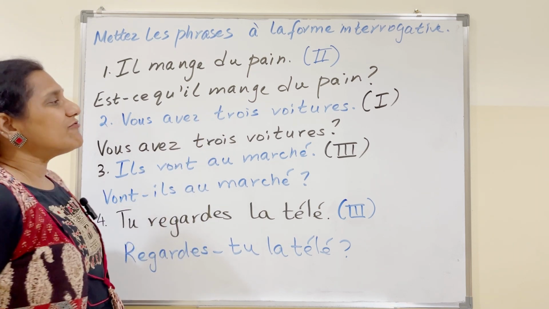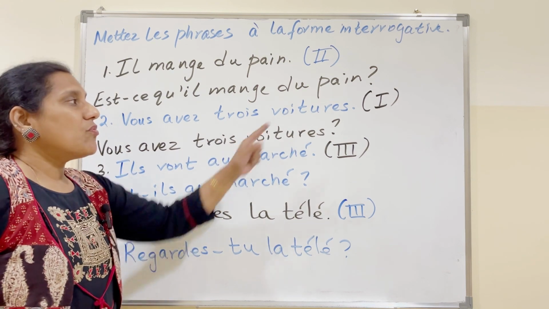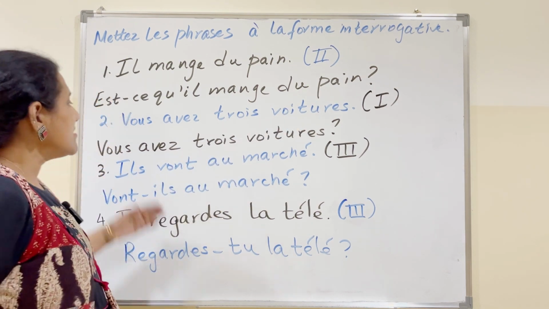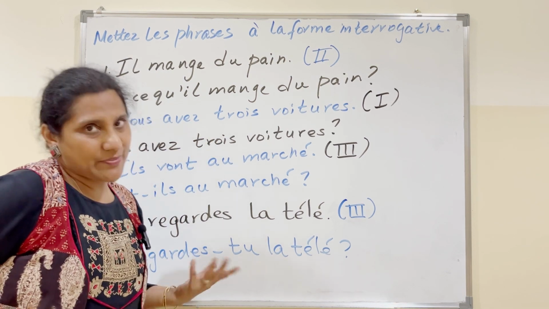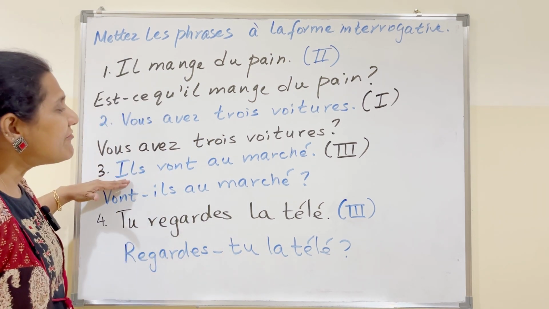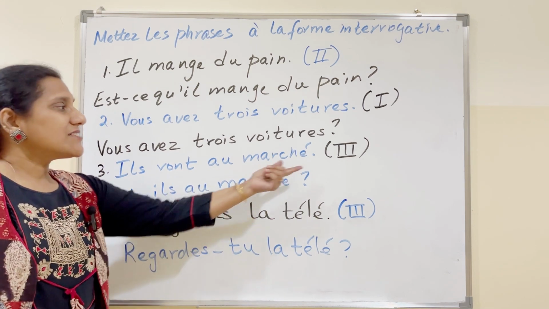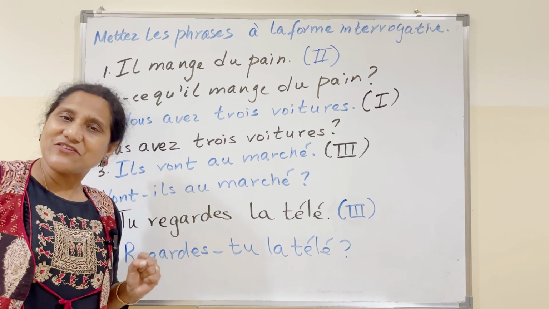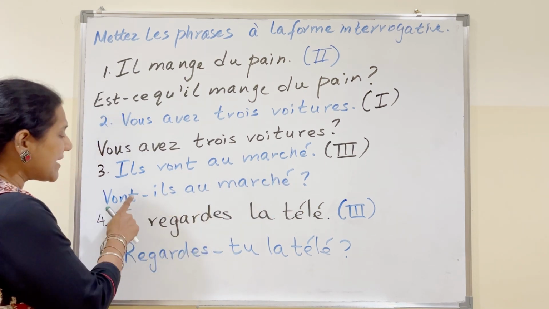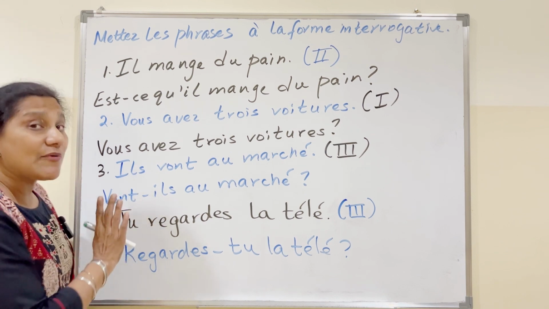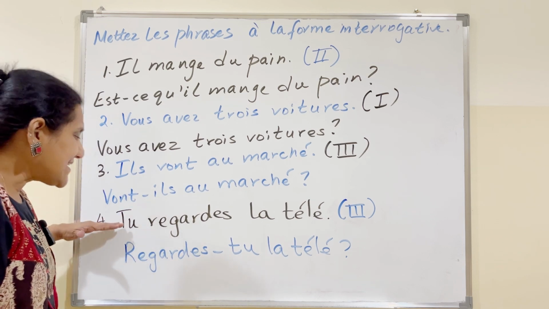Vous avez 3 voitures. You have 3 cars. 1 is mentioned here, that is intonation. So we just raise our voice at the end. Vous avez 3 voitures? It becomes a question. Ils vont au marché. So this is mentioned here as 3. 3 means inversion. So vont-ils au marché? Be careful here, there is no clash of vowels, so no problem. Vont-ils au marché?